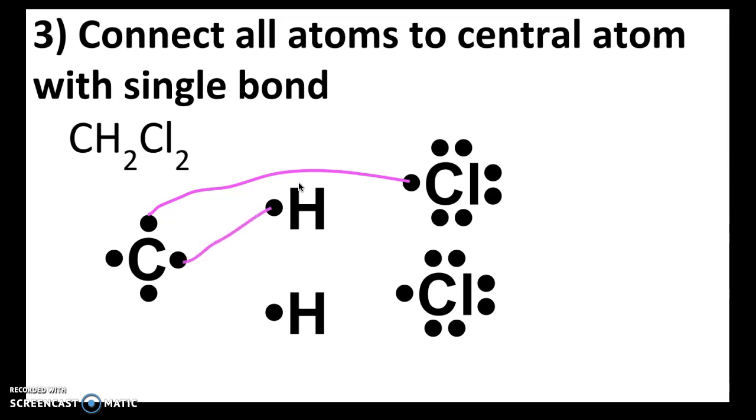The hydrogen, I connected it to an unpaired electron on carbon. The second hydrogen, I connect to the bottom unpaired electron on carbon. And then the last chlorine, I connected it to the left unpaired electron. It's important to note the order doesn't matter. The main thing is the numbers of bonds are correct and you have the right type of connections.